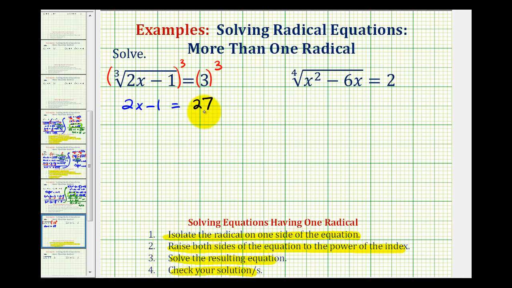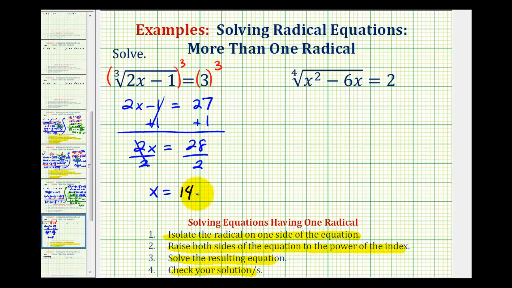And now we'll solve this equation for x. So we'll add 1 to both sides of the equation. So we have 2x equals 28. Divide both sides by 2. We have x equals 14.